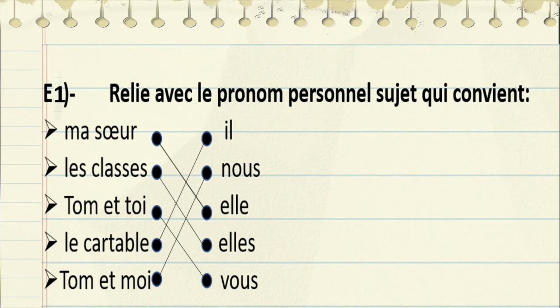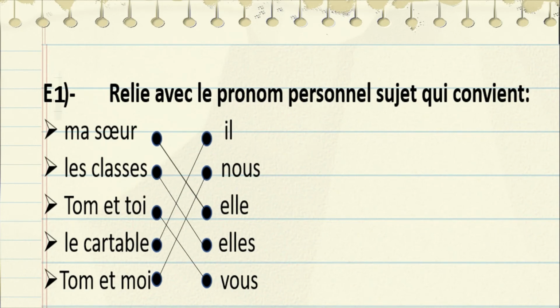Tom et toi means Tom and you. So this we consider as plural you. In that case, we'll use vous. Then next is le cartable, the bag. The bag in this case is masculine and singular. It's also in third person. We'll use il, which means he. But in this case, le cartable is a non-living thing and means the bag. So we consider its translation to be it.